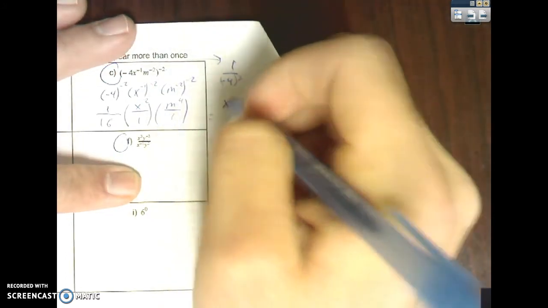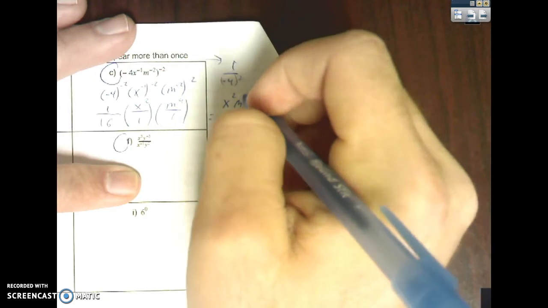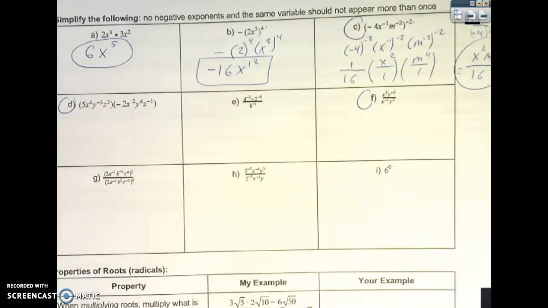I'm terrible at that. So then I get x to the second, m to the 4th over 16. Boom. I'm done. Alright? And we're looking good there.